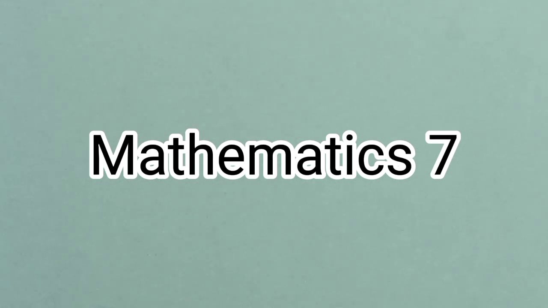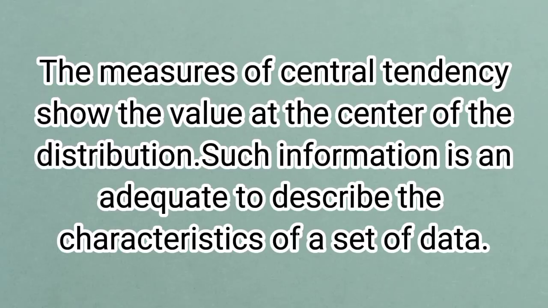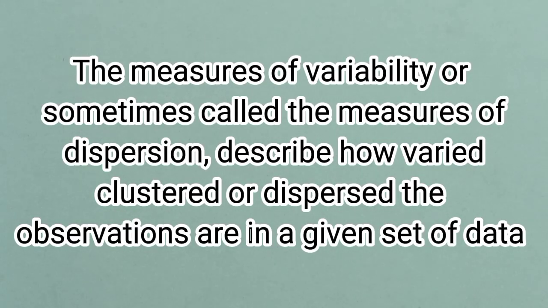So for now, we're going to discuss the measures of variability. The measures of central tendency show the value at the center of the distribution. Such information is inadequate to describe the characteristics of a set of data. The measures of variability, sometimes called the measures of dispersion, describe how varied, clustered, and dispersed the observations are in a given set of data.